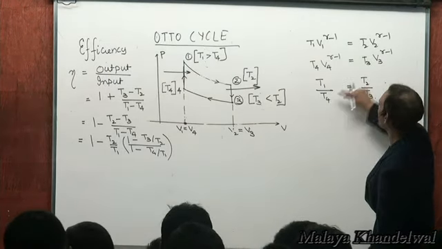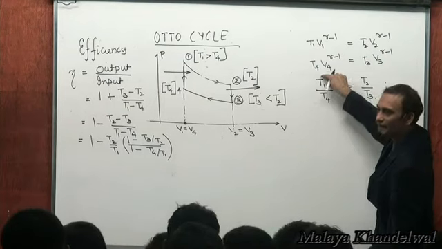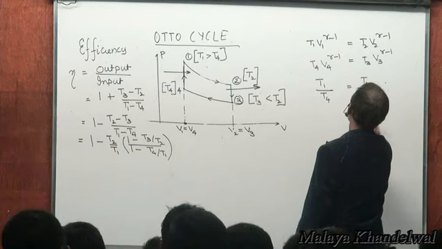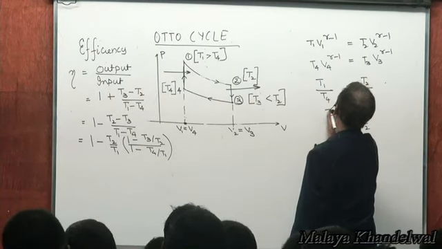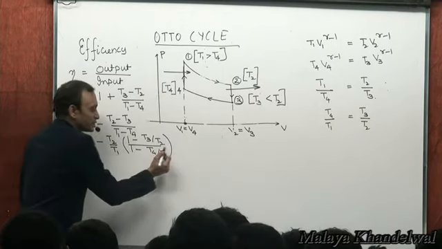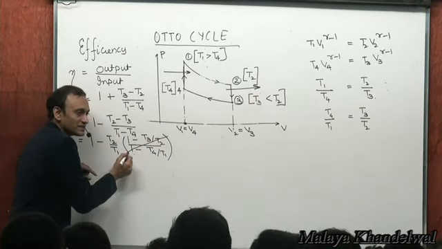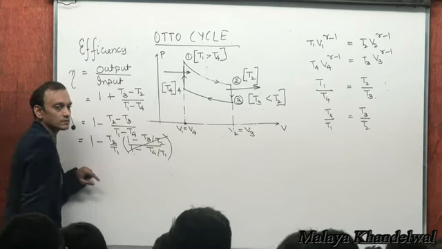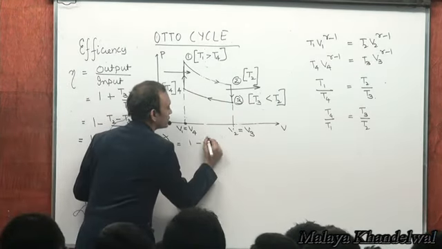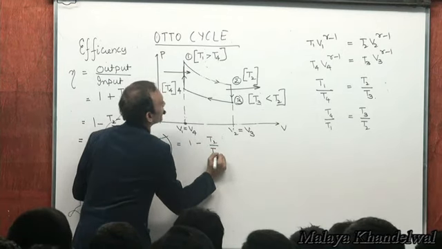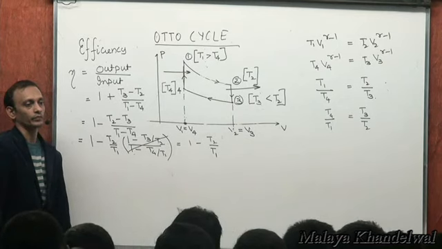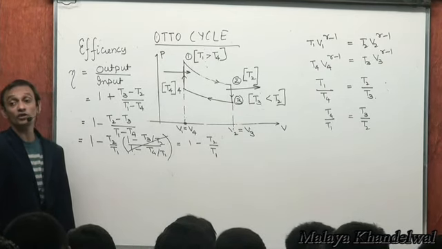Or T3 by T2 is the same as T4 by T1. T3 by T2 is the same as T4 by T1. And if T3 by T2 is the same as T4 by T1, this will get cancelled. 1 minus this. So this turns out to be 1 minus T2 by T1. That's the efficiency of the Otto cycle.